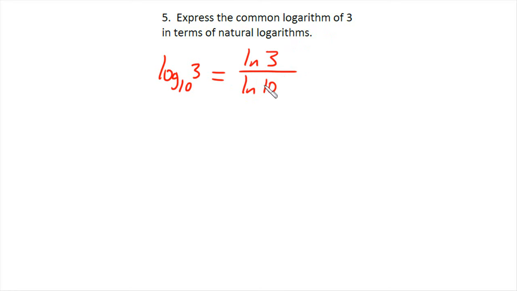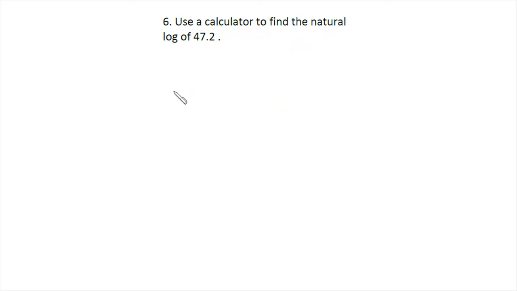All right, let's look at number 6. Question 6 says use a calculator to find the natural log of 47.2. If you put that in a calculator, you get approximately 3.854. We will not be using a calculator on this test, therefore I will not give you a question like this. So let's move on to number 7.